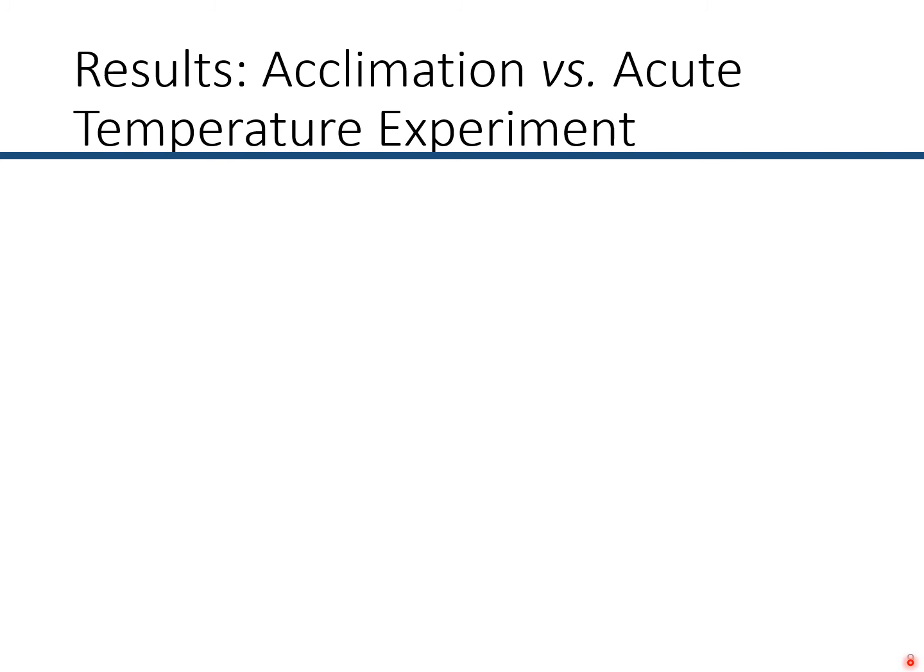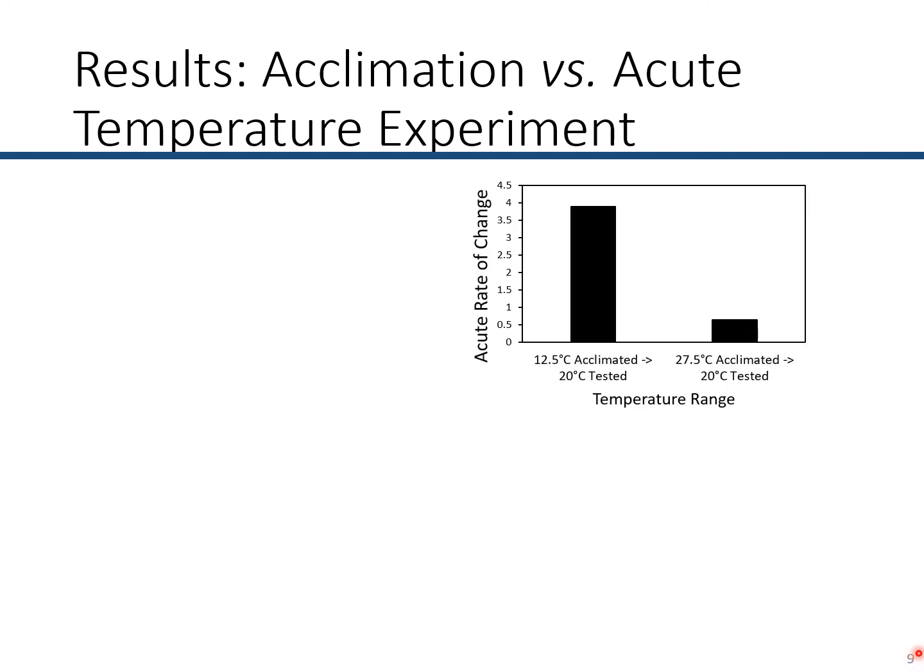Now for my secondary set of experiments where I compared acclimation versus acute temperature effects, I was able to calculate the acute rate of change, and here I found that mussels that were acclimated to 12.5 degrees but then tested at 20 degrees, so they were suddenly warmed, had an acute rate of change of nearly 4, which would indicate that their oxygen consumption is increasing by a factor of 4. And on the other hand, the mussels that were acclimated to 27.5 degrees but then tested at 20 degrees, so they were suddenly cooled, had a rate of change of about 1, which would indicate that they're changing by a factor of 1. So they're not changing at all, really. So that was definitely an interesting result to find.